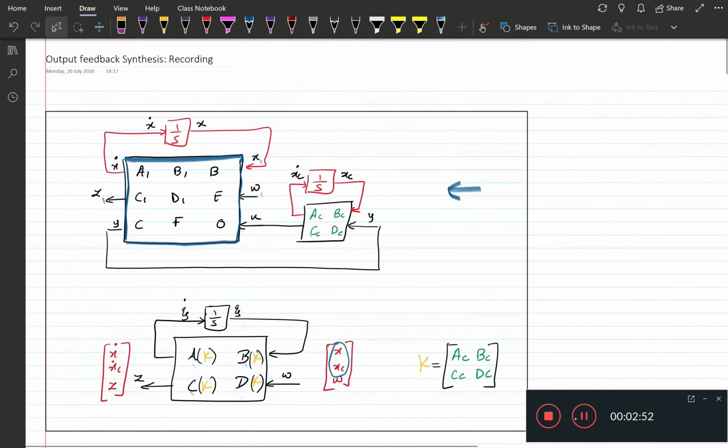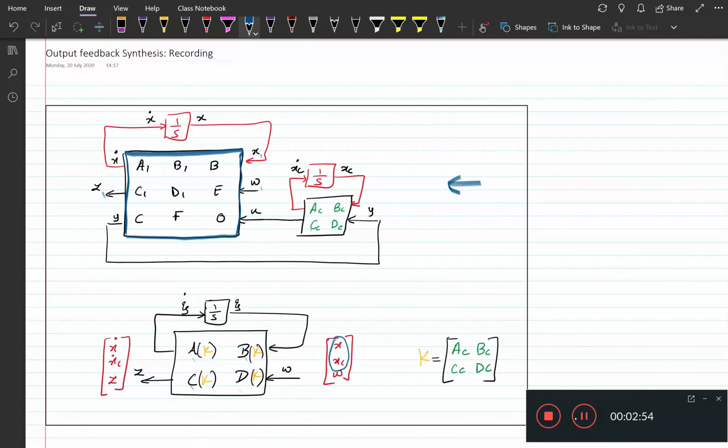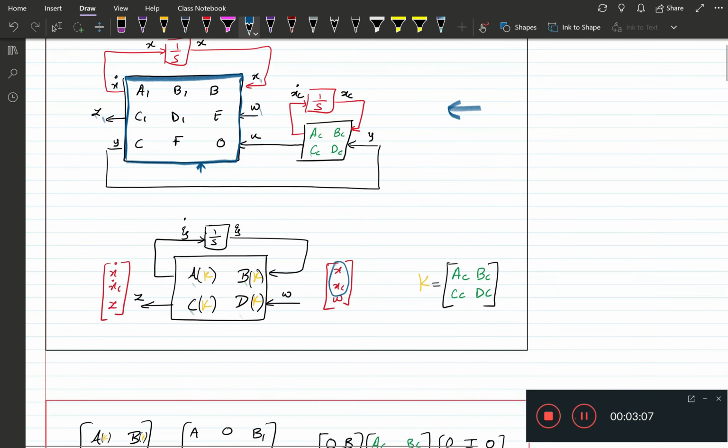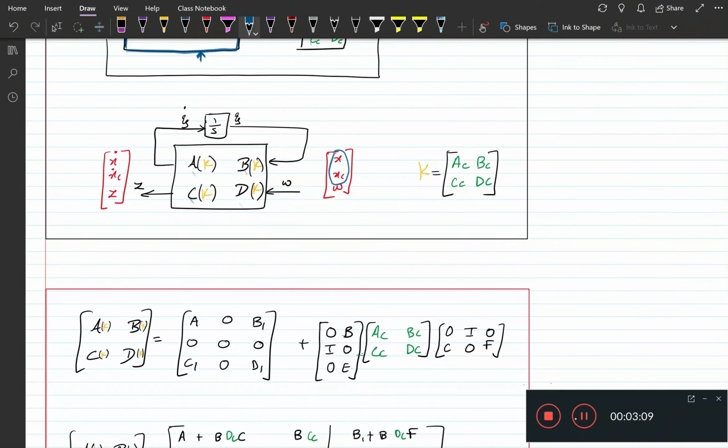So let's first look at this plant. From W to Z we had the plant A1, B1, C1, D1. The inputs to the closed loop now are X, XC, and W. So X is in the first channel and W is in the third channel. So we would just have to permute A1, B1, C1, D1 as here. Because we have in the first channel X and in the last channel W, we still get A1, B1, C1, D1 here.